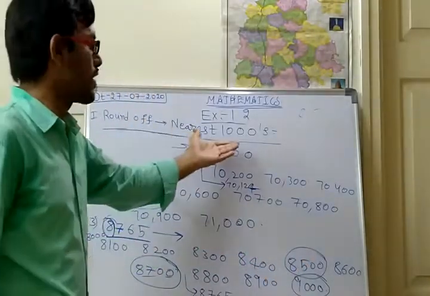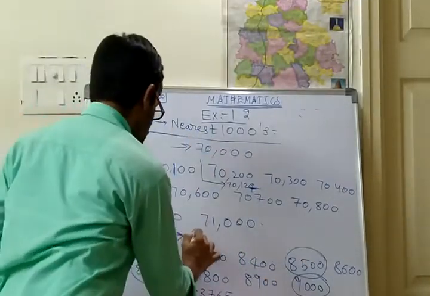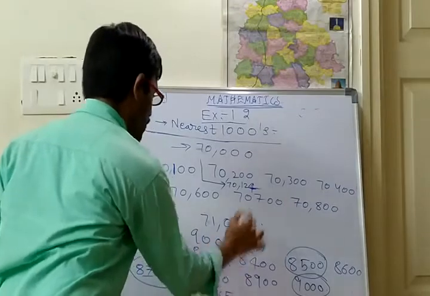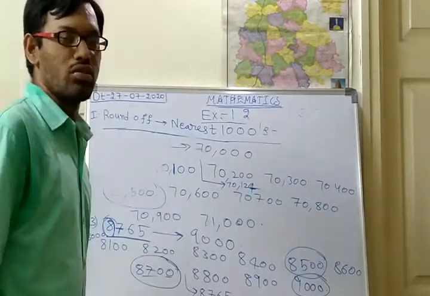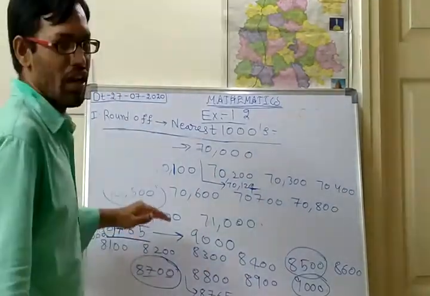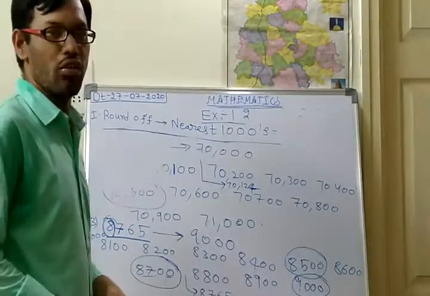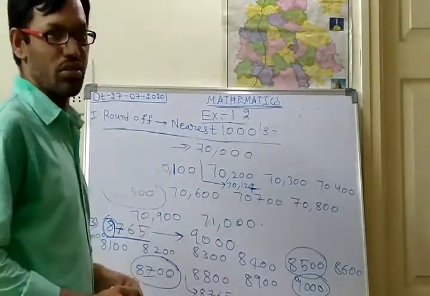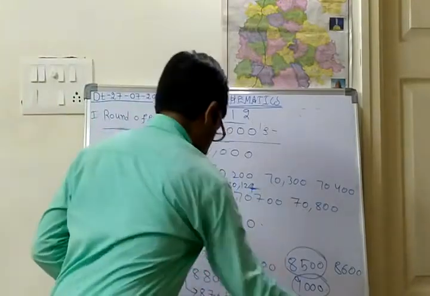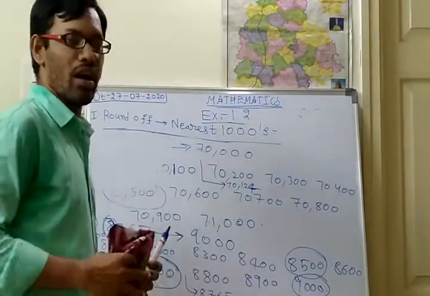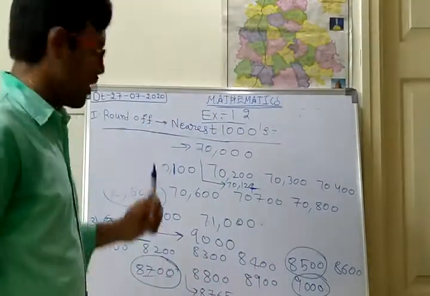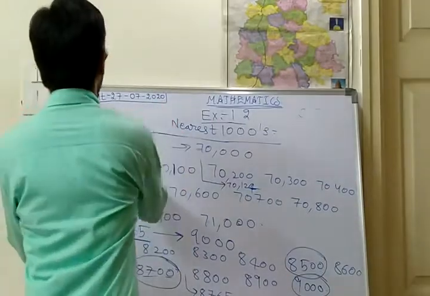So for this 8765, 9000 is the nearest thousands place. So like this you have to identify the nearest thousands. Okay. So now I hope you are understanding this concept very well. Now we shall go with the next bit. So what is the next bit? We shall see.